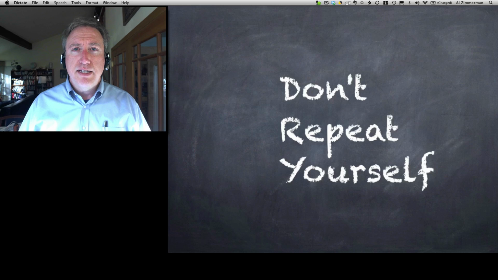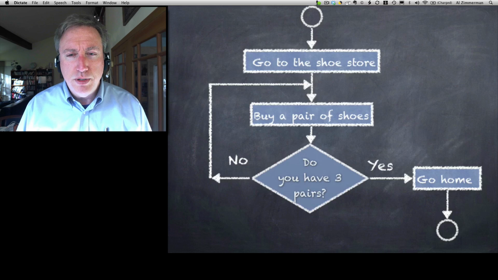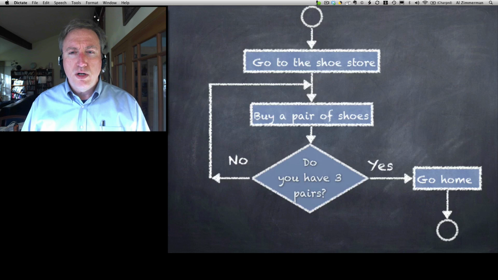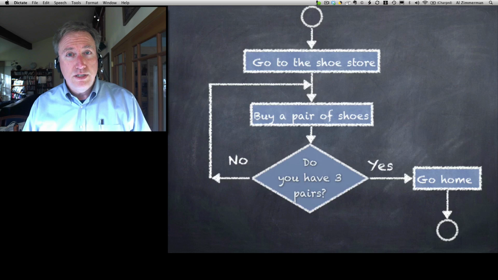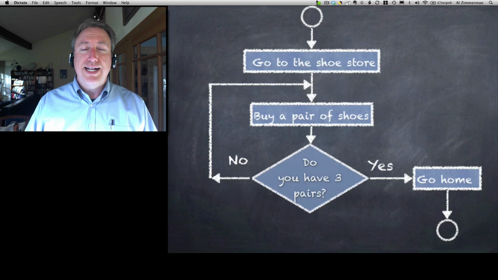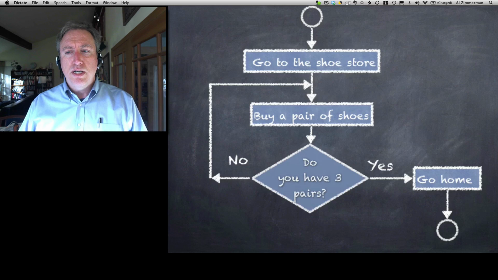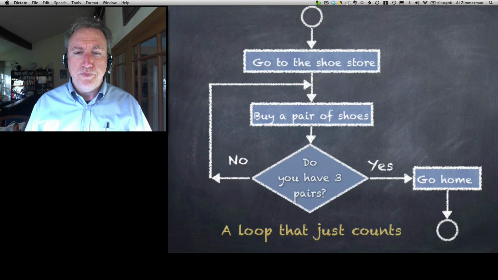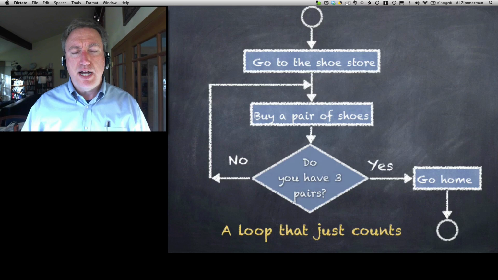In our case, we already know how to use buy a pair of shoes, so let's put that inside a loop. Go to the shoe store, buy a pair of shoes. Count them. Do you have three pairs? No? Go buy another pair. Count them. Do you have three pairs? When you have three pairs, then you're done and you can go home. This is an example of a loop that just counts. It doesn't need to sample any external condition, it's just counting the number of times through the loop.